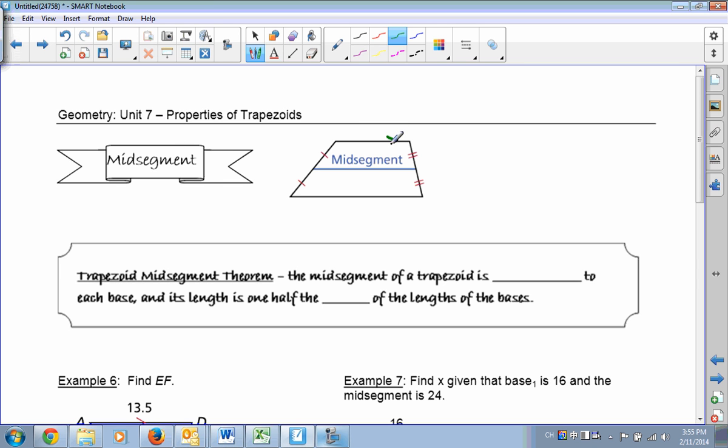So the mid-segment is parallel to the other base. Is it just somewhere in between the bases? It's exactly in the middle. So what do we also call the middle in math? Sort of, but it's not a point. Okay, let's say we had the numbers 10 and 4. What's in the middle?